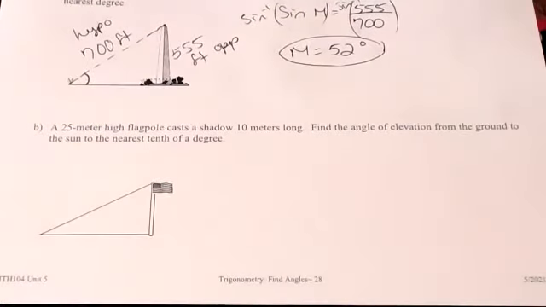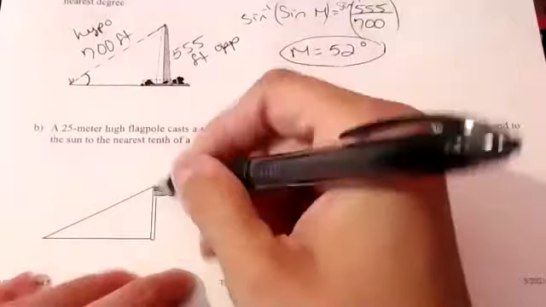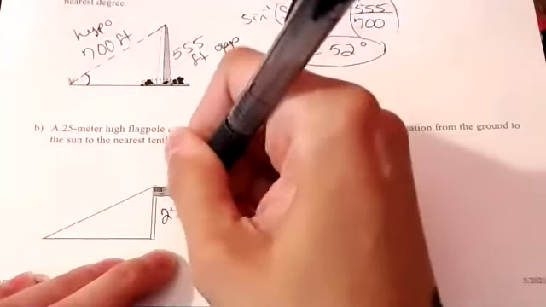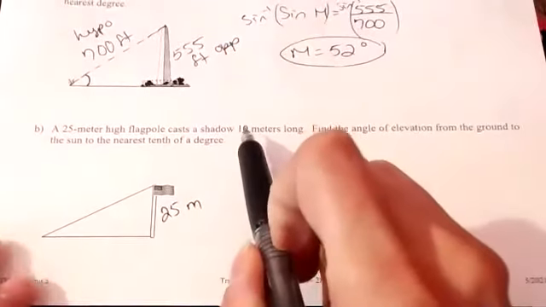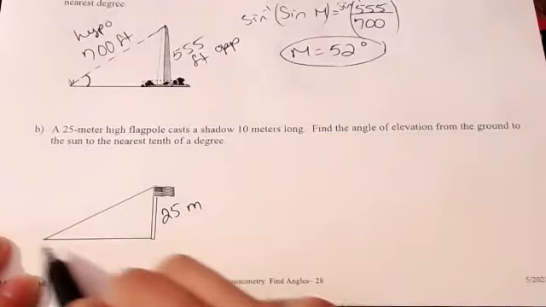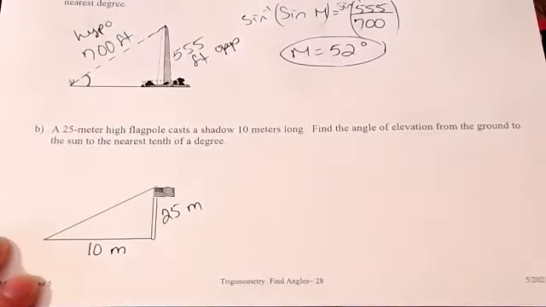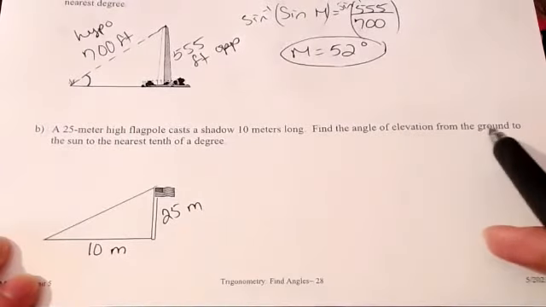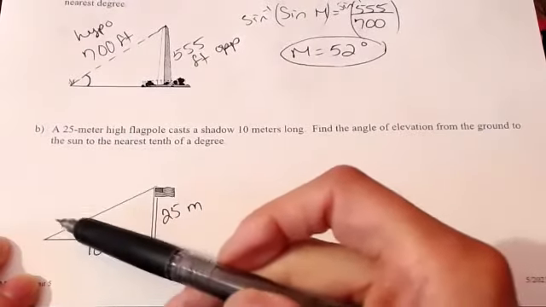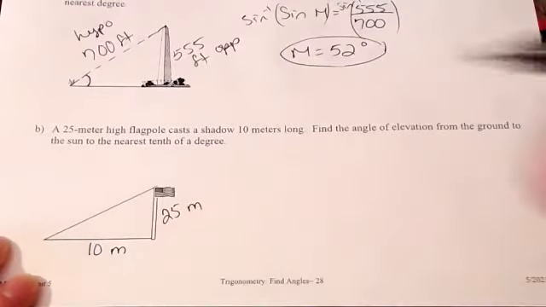So a 25-meter high flagpole casts a shadow that's 10 meters long. The shadow would be on the ground, right? Find the angle of elevation from the ground to the sun to the nearest 1/10 of a degree.